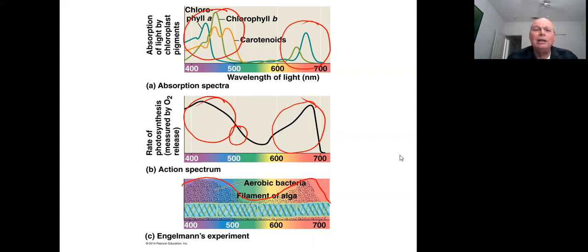So now we know what color wavelengths of light are the ones that are most effective at driving photosynthesis, and also which wavelength is the least effective. That would be the green.